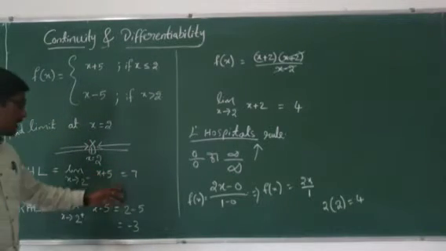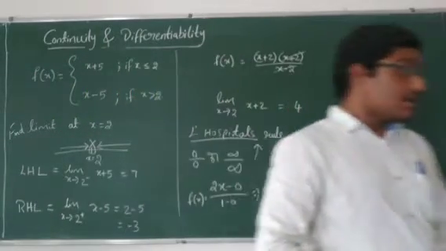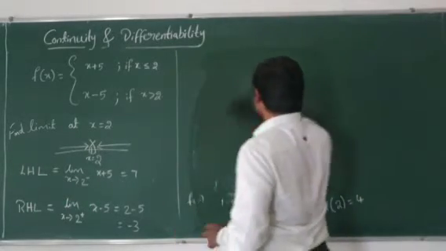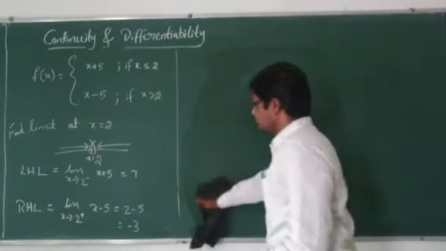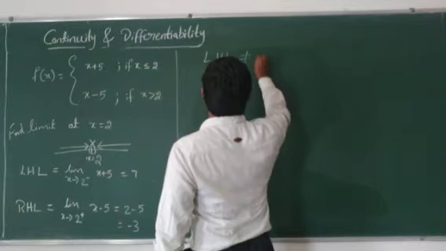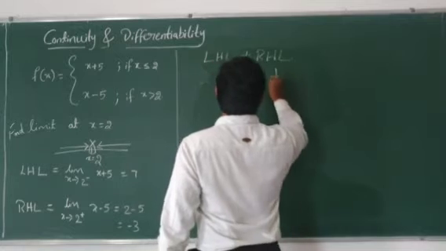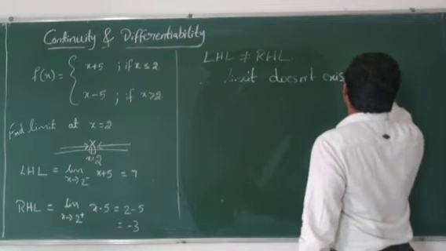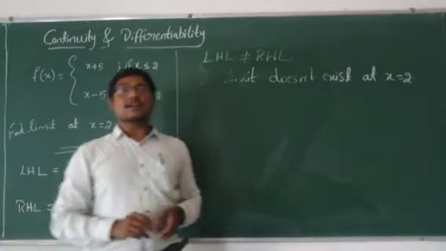Here the left hand limit and the right hand limit are not equal. When left hand limit and right hand limit are not equal, the limit does not exist. When left hand and right hand limit are not equal, the limit does not exist at x equal to 2. Left hand limit is not equal to right hand limit. Therefore, limit does not exist at x equal to 2. At x equal to 2 only the limit does not exist.